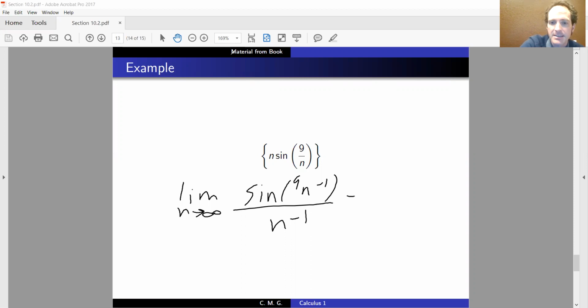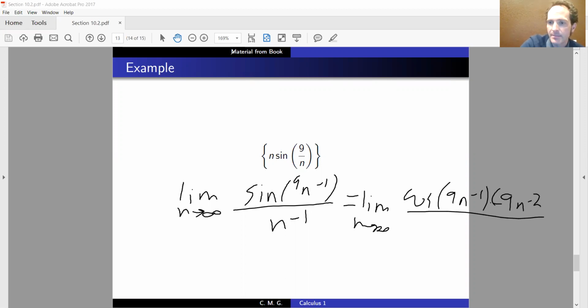So I differentiate the sine. I get cosine 9n to the minus 1 times 9, and it's negative 9, n to the minus 2. So differentiate the inside as well. And now I have divided by negative n to the minus 2. The n to the minus 2's cancel, the minus cancels. And now cosine of 9 over n, as n goes to infinity, that goes to 0. So cosine of 0 is 1. So this whole thing ends up just being 9.